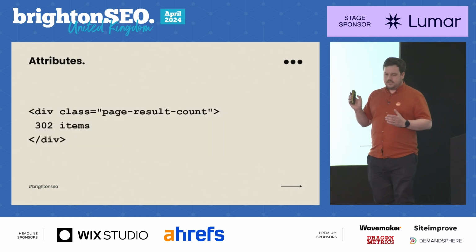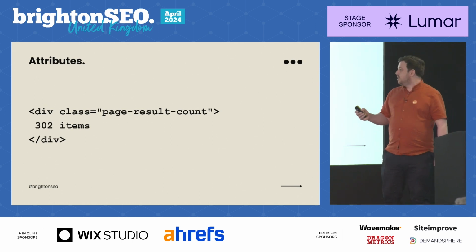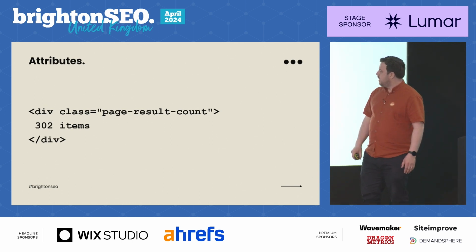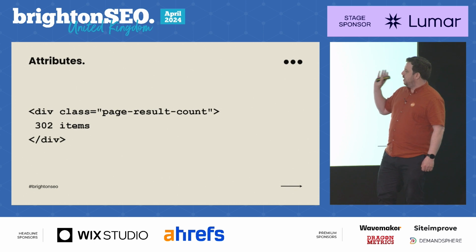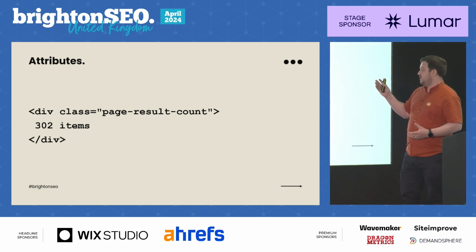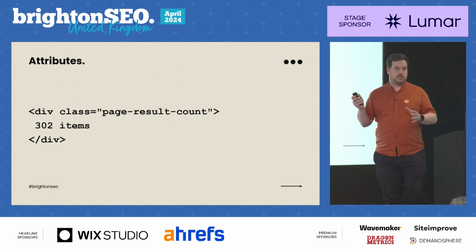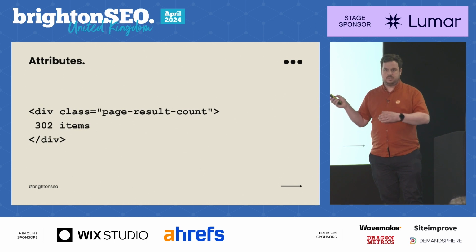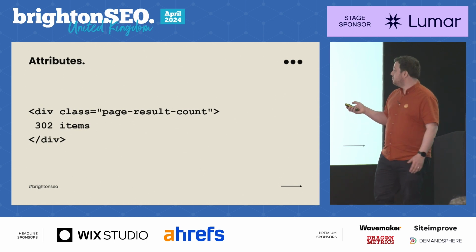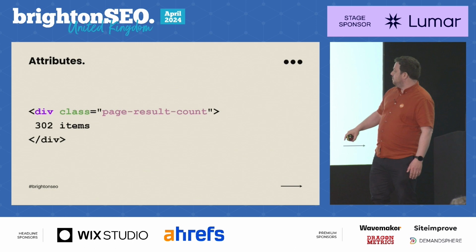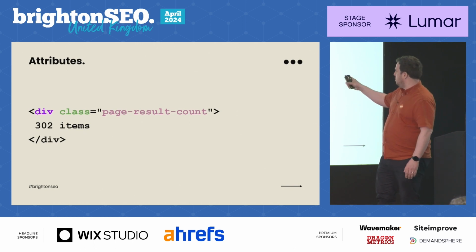So let's break down how it works. Here you have a div tag, and you've got the attribute type, which is class, and the attribute value, in this example, is page result count. Now, the attribute in question doesn't have to be a class. It can be anything at all. I'll show you some examples of that later. So you've got your div, your attribute type, and your attribute value.